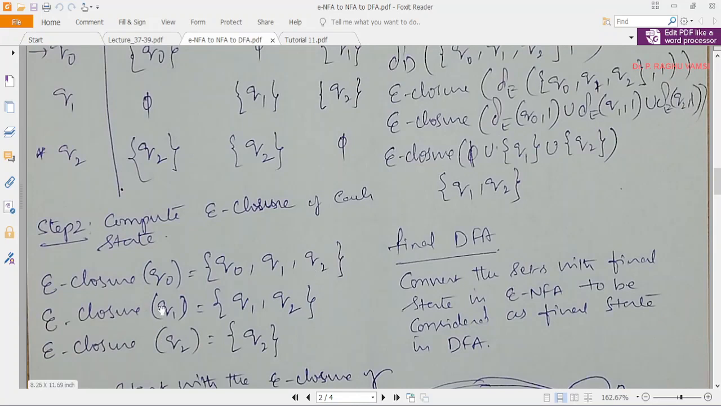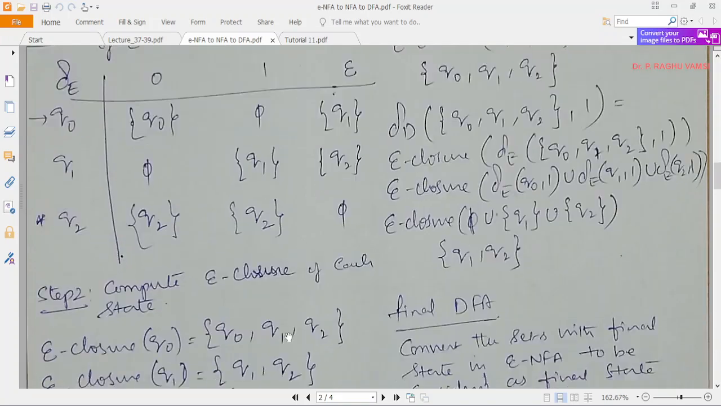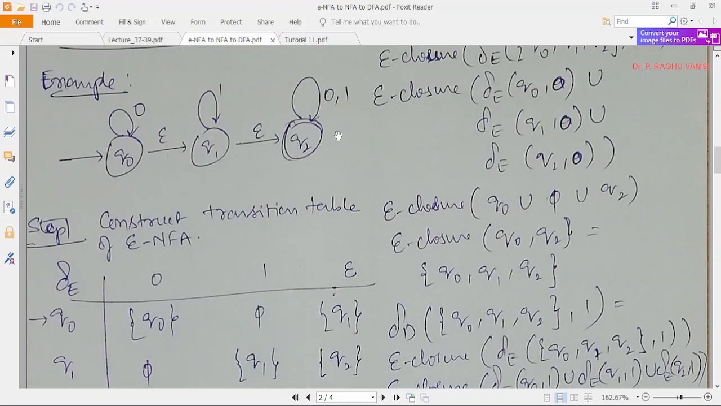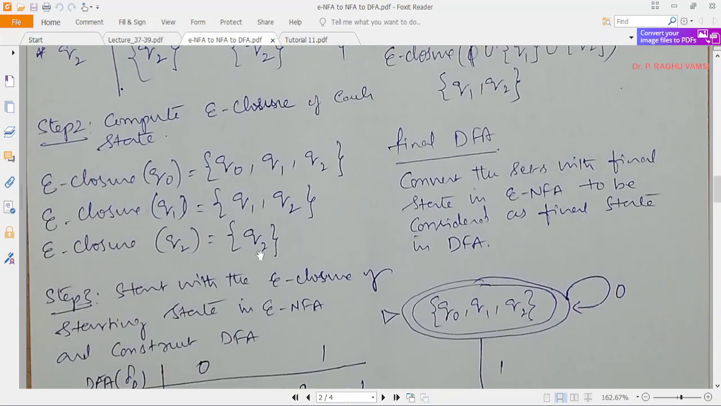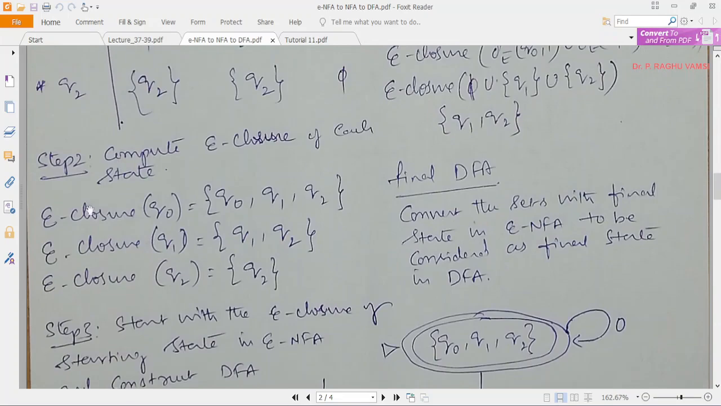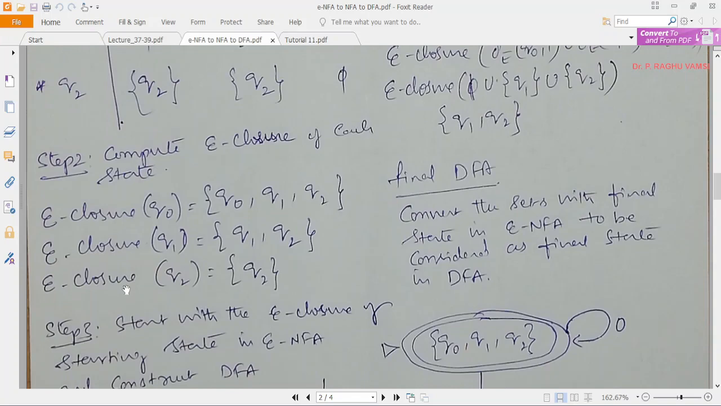Next, the epsilon closure of Q1. The epsilon closure of any state is itself, that is Q1, and on epsilon from Q1 you go to Q2. So it is Q1, Q2. Epsilon closure of Q2: from Q2 you don't have any epsilon input, so the epsilon closure of Q2 is Q2 itself. Now step 1, the construction of the transition table, is over. Step 2 is the construction of the epsilon closure. I think by this time you have understood these two steps. Then we'll move on to step 3.